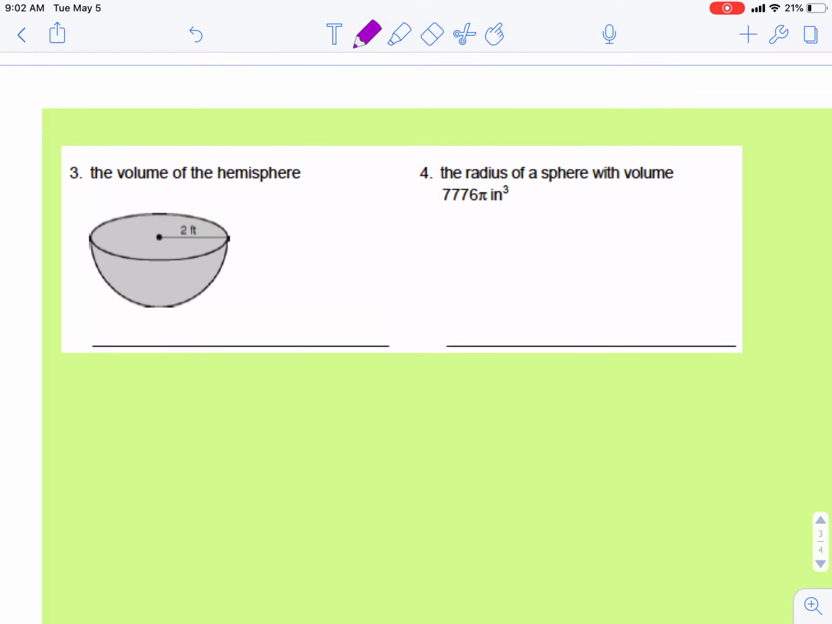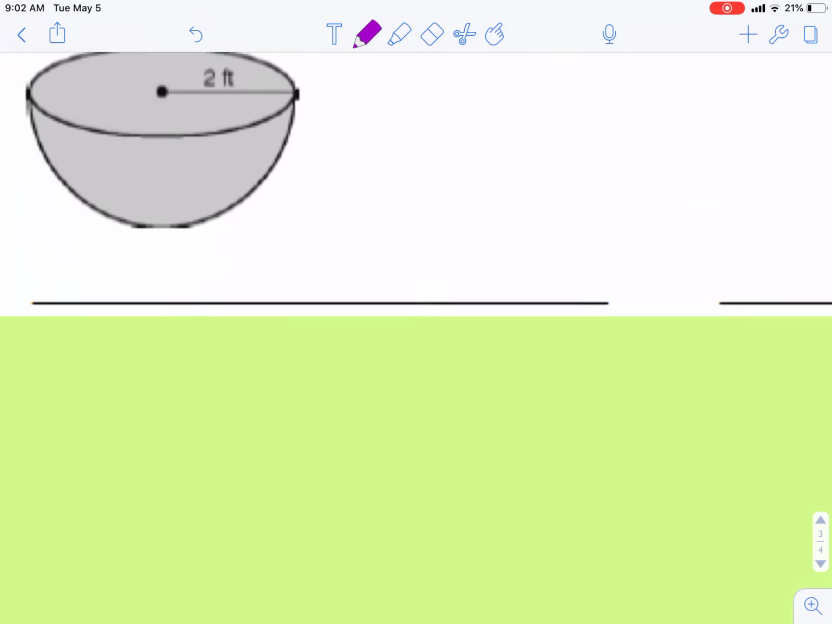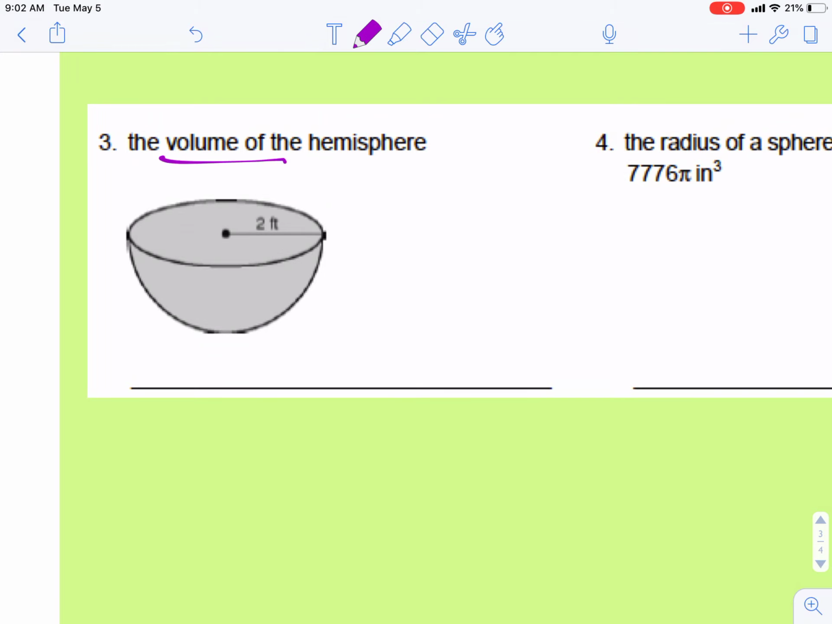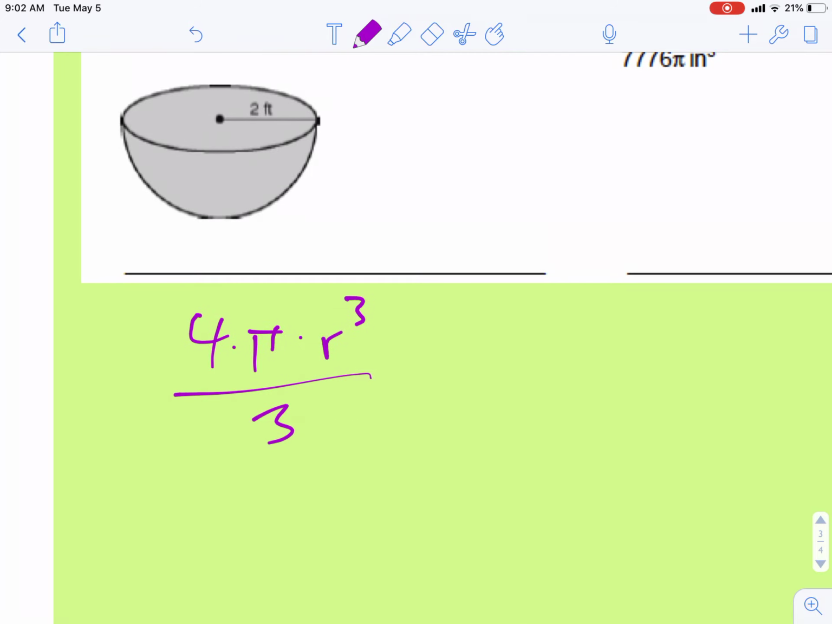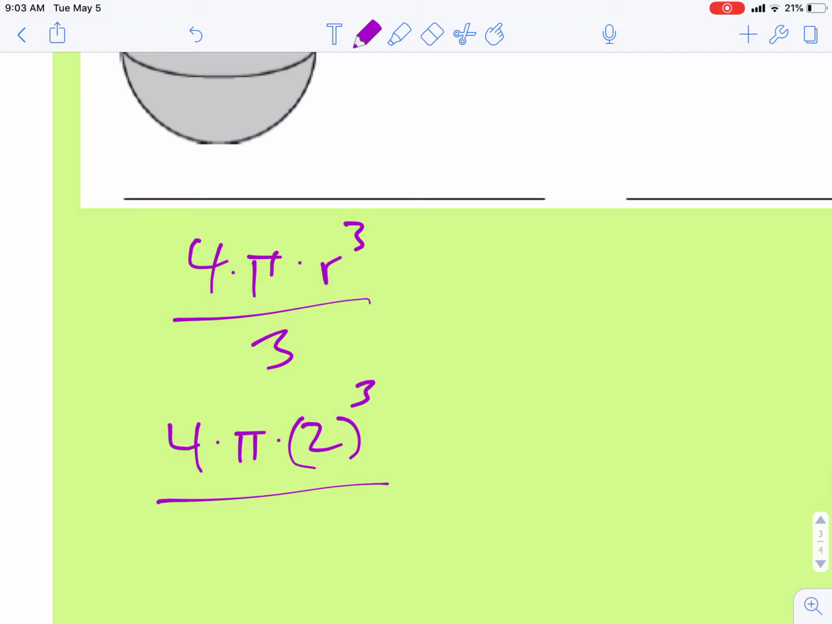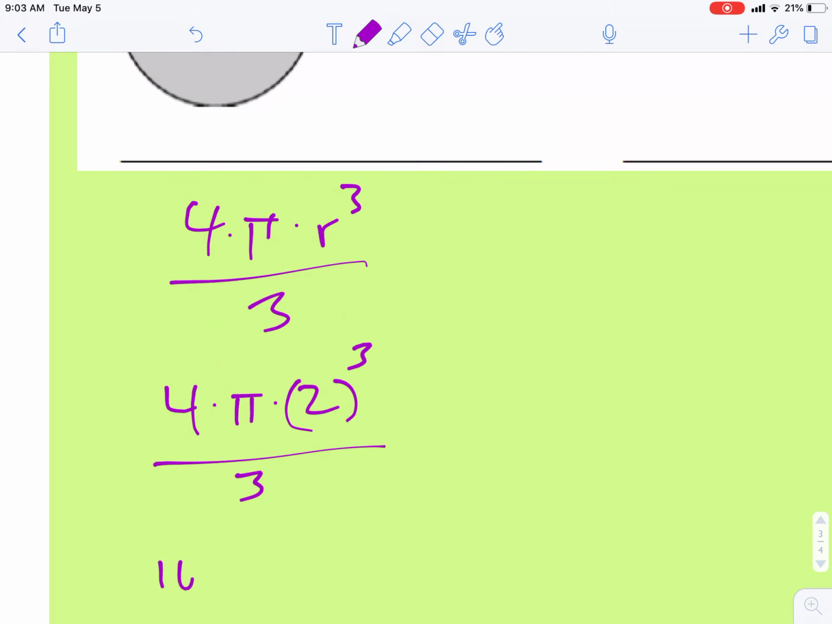Volume of a hemisphere, so that's half, right? It's still saying volume, so we're going to do 4 times pi times radius cubed over 3, and then at the end we're going to find our answer, and then we're going to cut it in half. Okay, radius is 2, so 4 times pi times 2 to the third. 2 to the third is 8, times 4 is 32, divided by 3 is 10.7 pi.